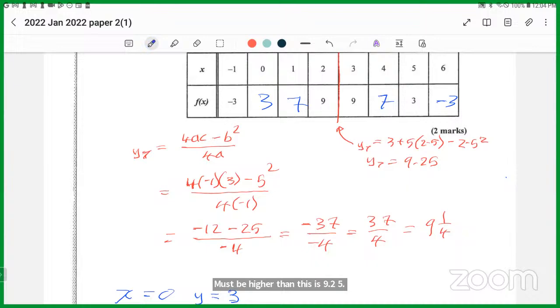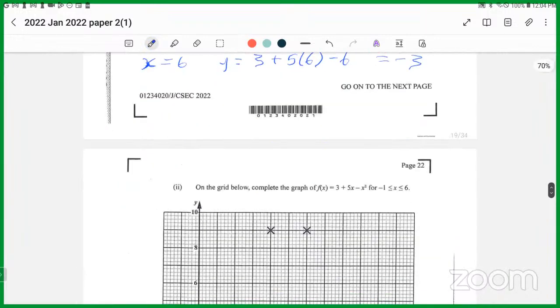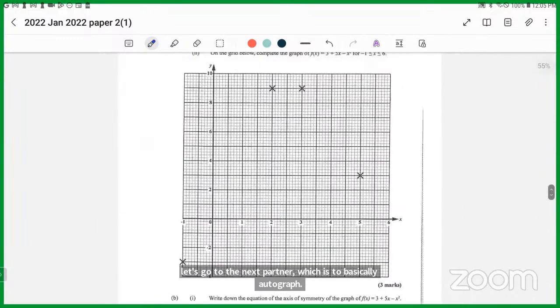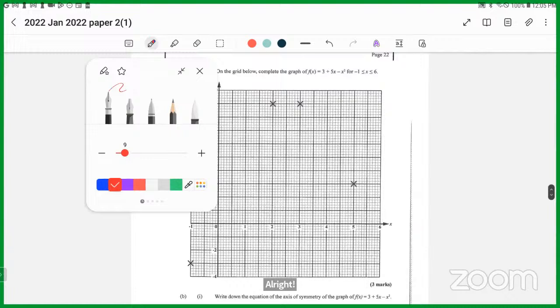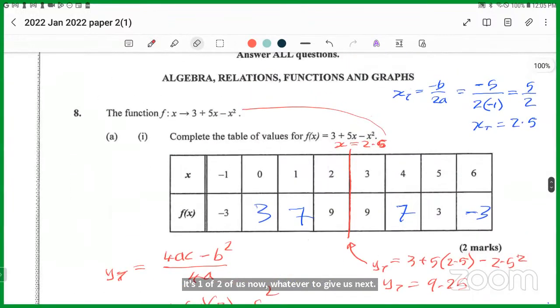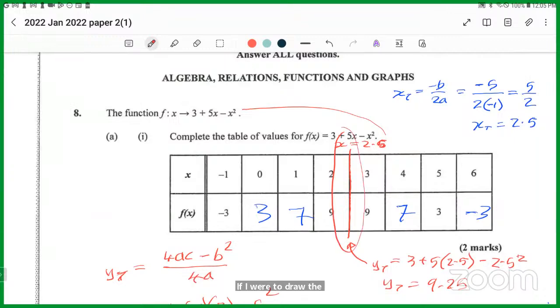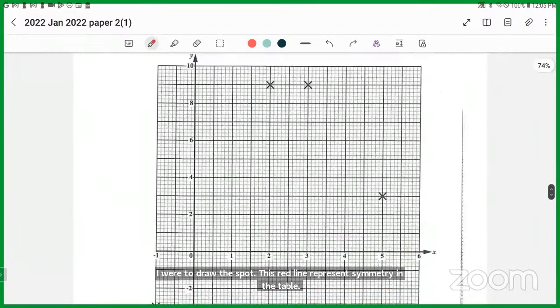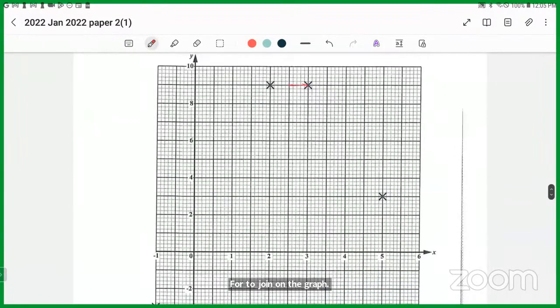All right. So let's go on to the next part now, which is to plot the graph. Looking at this graph, see where the 2 9s are here. So there are 2 9s. The x value of 2 gives us 9, and the x value of 3 gives us 9. You see this red line that I drew in the table right here. This red line represents the axis of symmetry in the table. To draw it on the graph, you go exactly between those 2 points.